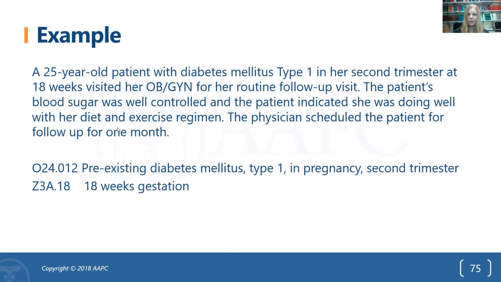So let's take a look at an example. A 25-year-old patient with diabetes mellitus type 1 in her second trimester at 18 weeks visited her OBGYN for her routine follow-up visit. The patient's blood sugar was well controlled, and the patient indicated she was doing well with her diet and exercise regimen. The physician scheduled the patient for follow-up for 1 month. The first listed diagnosis would be O24.012 for pre-existing diabetes mellitus, type 1, in pregnancy, second trimester, and then the second listed code would be Z3A.18 for 18 weeks gestation of pregnancy.